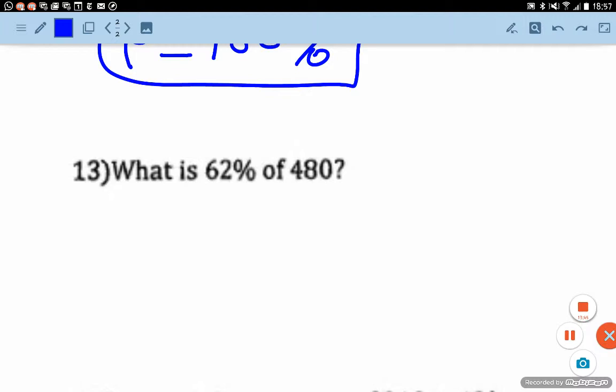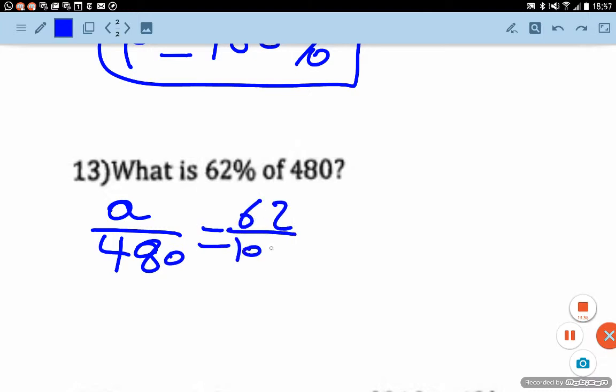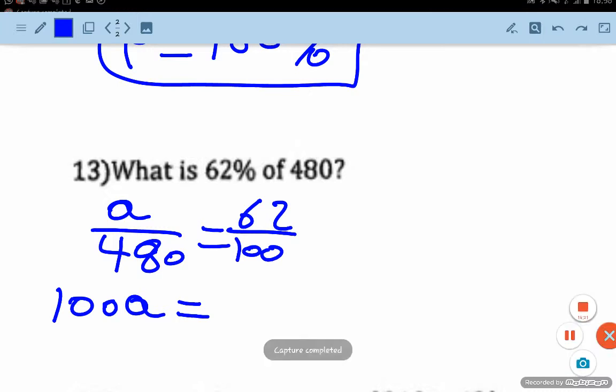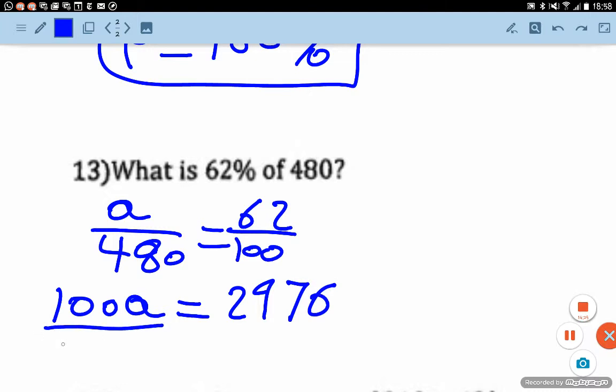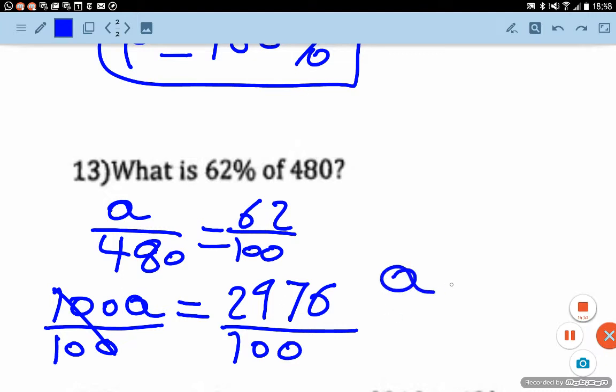What is 62% of 480? So he wants here to find the part. A over 480 equals 62 over 100. Then 100A equals 480 multiplied by 62, which is 29,760. Then we divide by 100, and by 100 we move the decimal point 1, 2 places. So it's 297.6... I mean 29.76.